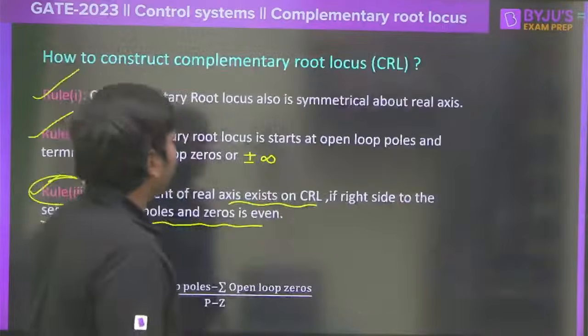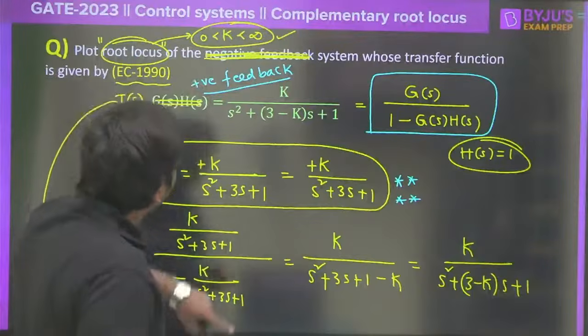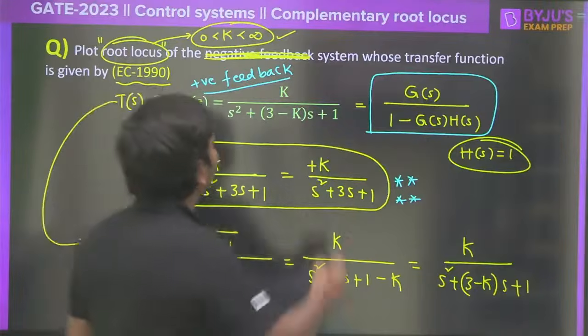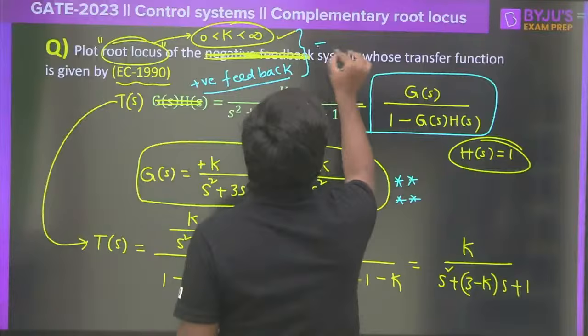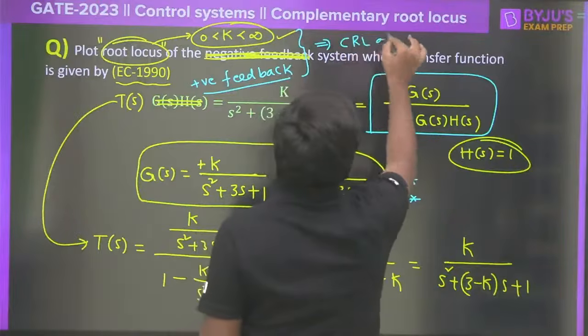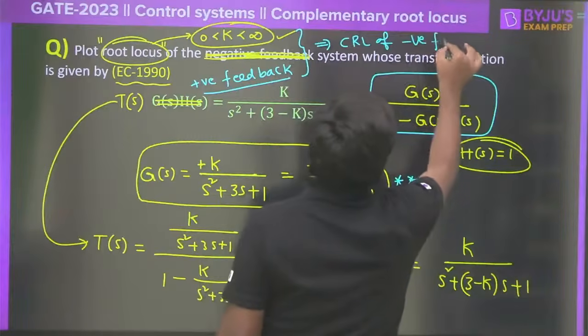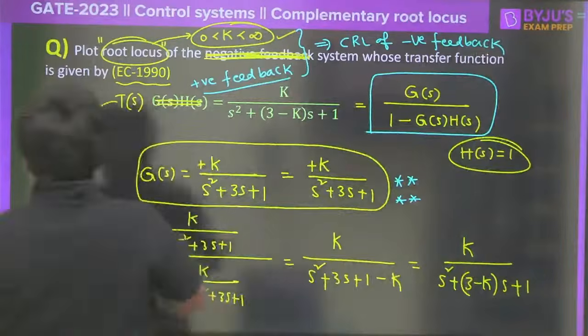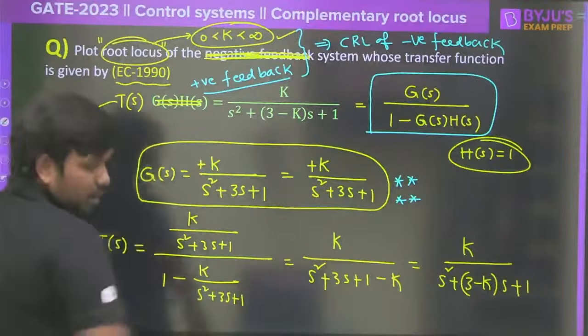Therefore, we should understand here that though the question is root locus of the positive feedback, actually we should make complementary root locus of negative feedback. Clear? This is the way how you should understand the things. Don't learn anything by heart, right? So I hope you got the point now, right?